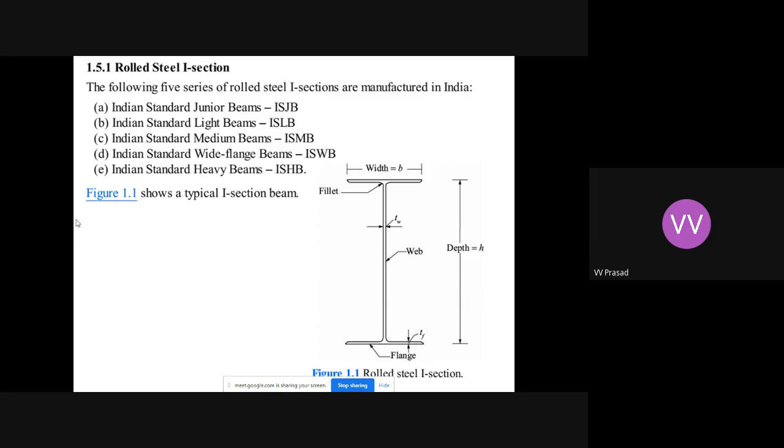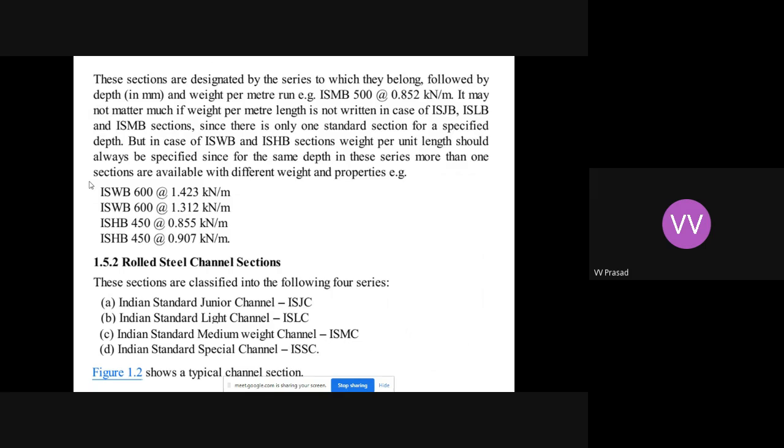Okay, sir. So this one is an I section. An I section has three components. One is the top flange and the bottom flange. The junction between these two, the top flange and bottom flange, is the web. There are three components.